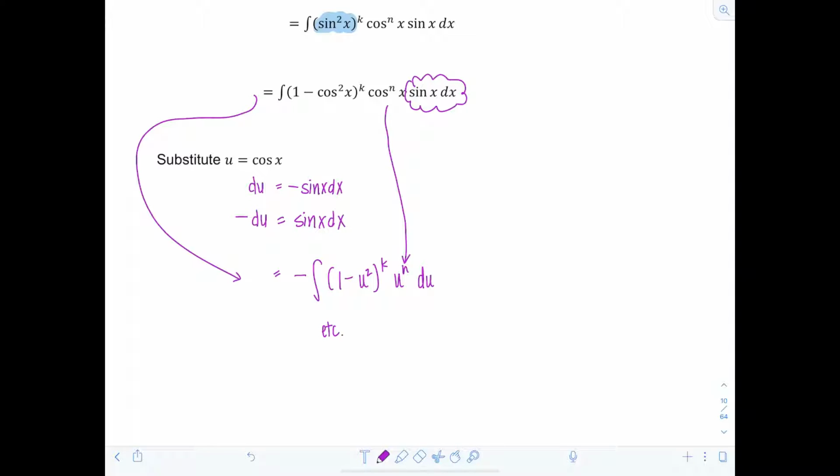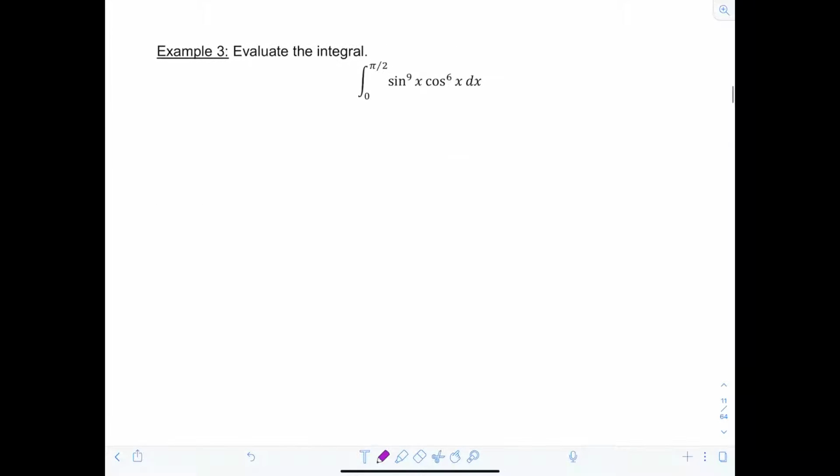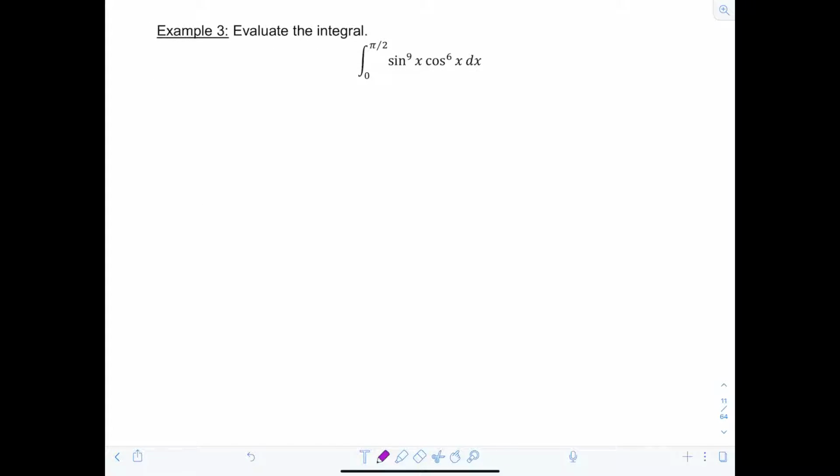And then you just multiply it all out like we did before and anti-differentiate. Okay, so here let's look at an example. Number 3, evaluate the following integral. This one is from 0 to pi halves, so we have a definite integral this time, of sine raised to the 9th of x times cosine to the 6th of x dx.